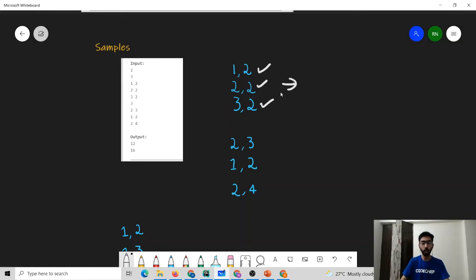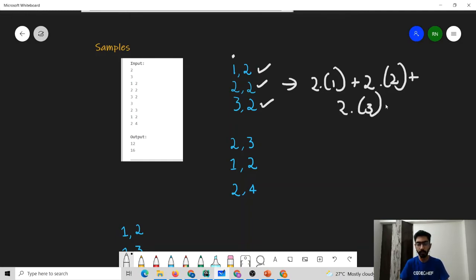What will be the total contribution? Since when this song is played, this is the only band that has been played. So 2 times 1, plus when this song will be played, there will be 2 different bands. So 2 times 2. Then when this song will be played, there will be three different bands. So 2 times 3. In total, this will be 2 plus 4 plus 6, which is 12. And we can see that 12 is correct.